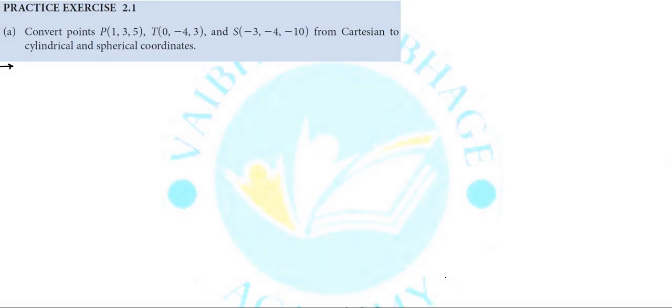Hello everyone. In this video we are going to discuss practice exercise 2.1 from the second chapter, that is coordinate systems and transformation, from the book Elements of Electromagnetics, 7th edition. Very firstly we are going to write the given points, and then we are going to convert those given points, which are in the Cartesian system, into the cylindrical and spherical coordinate systems. So let's begin with this numerical.